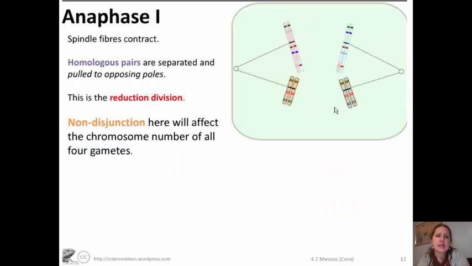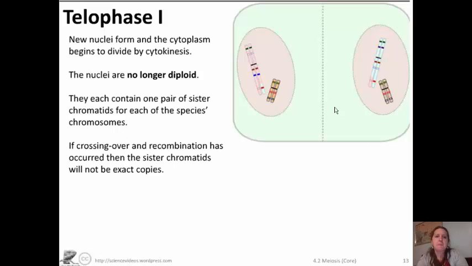All right, in anaphase 1, those spindle fibers are going to contract, and this is going to cause the homologous pairs to separate and be pulled to the opposite poles. This is really the beginning of your reduction division. Something called nondisjunction can also occur here. That's where the chromosomes fail to separate properly, and you get an abnormal number of chromosomes, so your individual gametes can have more or fewer chromosomes.